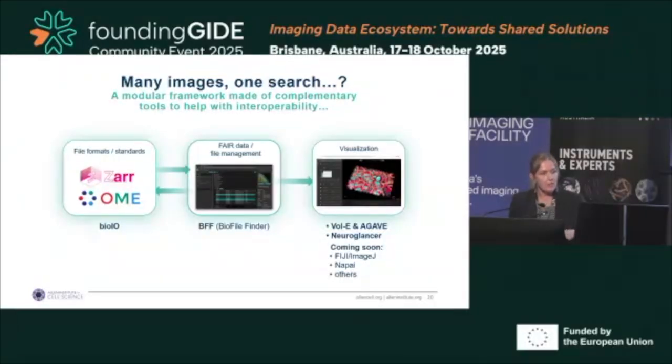This is part of a modular framework that we made with other of our tools. It works with BioIO, which is mostly for file format standards. We use BFF as file management internally, and it allows us to visualize the images that we've selected, that we found, that we've searched for, directly with web-based viewers. We have Vol-E and AGAVE that are in-house tools. It's also compatible with Neuroglancer, and we're developing access to a lot of other well-known modules like Fiji and napari, and others potentially. It's very easy to plug any other tools from anyone into this system.